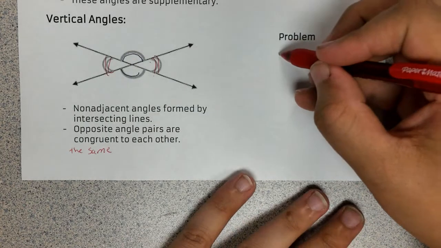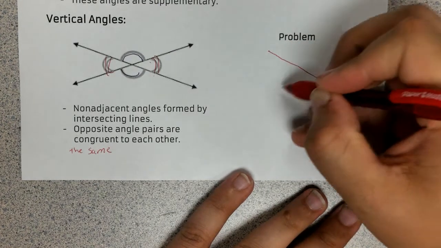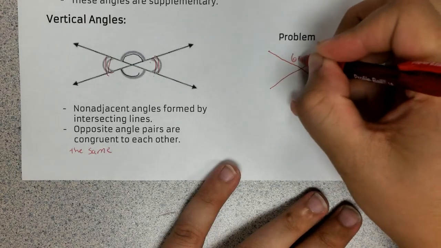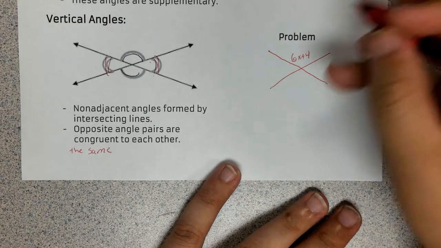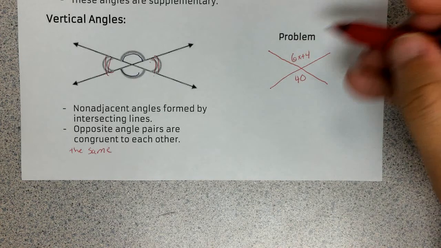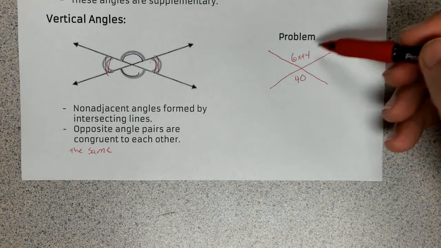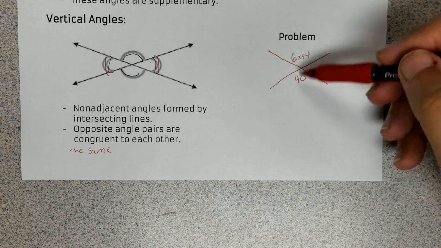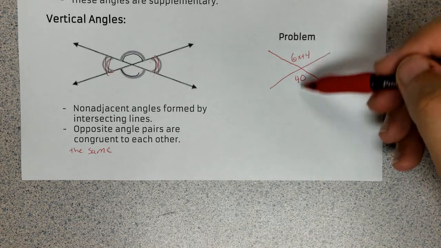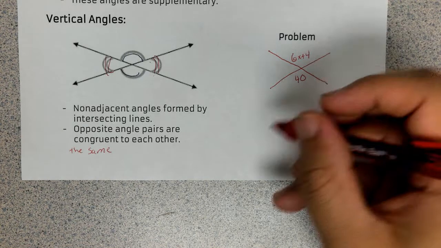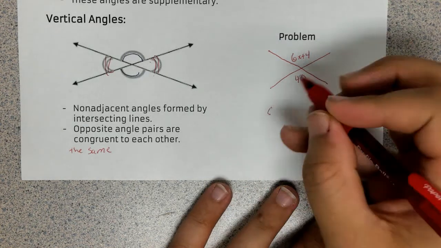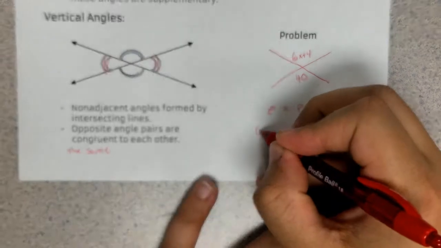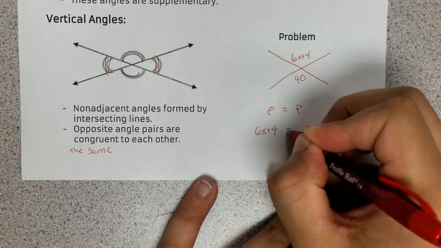Now let's do a problem to see how this applies. So if I have two line segments here intersecting, and I have 6x plus 4 and this angle, and 40 here, well, I know that both of these angles are vertical angles, and therefore they are congruent because they are opposite angle pairs of my vertical angle, which means that I can write this as part is equal to part, which means that 6x plus 4 is equal to 40.